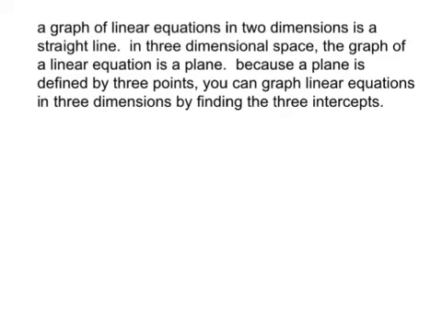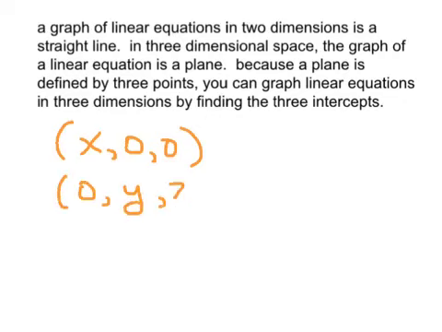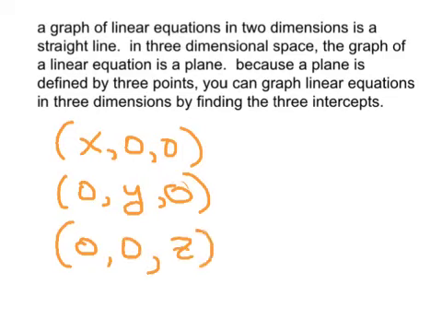Alright, so a graph of linear equations in 2 dimensions is a straight line. In 3-dimensional space, the graph of a linear equation is a plane, because a plane is defined by 3 points. You can graph linear equations in 3 dimensions by finding the 3 intercepts. If we're looking for the x-intercept, we set y and z equal to 0 and solve your equation. Y-intercept, we set x and z equal to 0. And the z-intercept, you set x and y equal to 0 and solve for z.